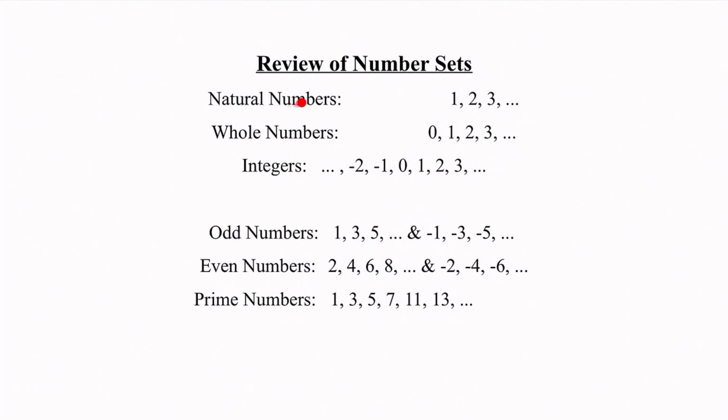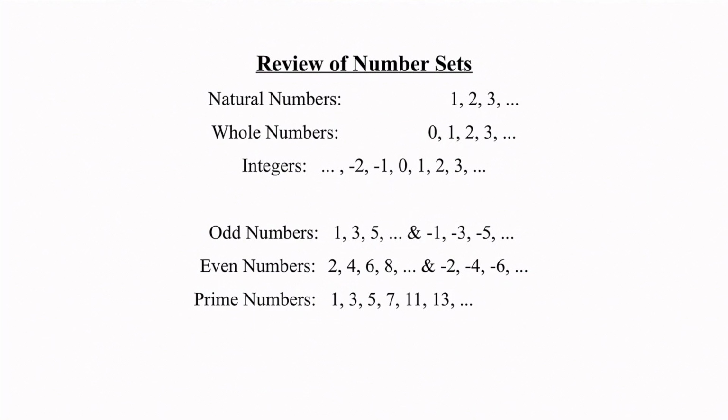So natural numbers, these are your natural counting numbers like you could count on your hand, 1, 2, 3, and so on. Whole numbers are natural numbers, but now it includes a 0. And then integers are the whole numbers, but also now it has the negatives going this way. Odd numbers, these ones should be a little easier, 1, 3, 5, and also -1, -3, -5, and so on. Even numbers, 2, 4, 6, 8, and so on, and then the negatives of those.